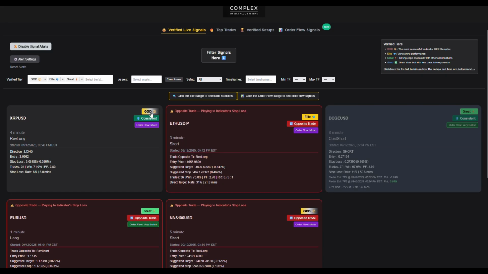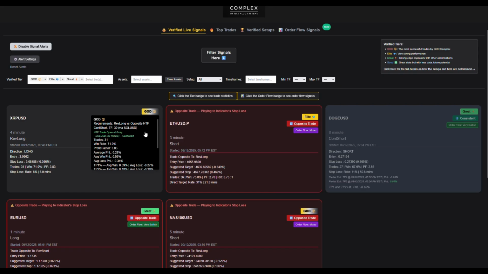So this one God trade, if you click on the badge itself, you can see the statistics of the trade. Requirements are filters I've put in the back end for how the trade is selected. We're going to have to go deep into this. A lot of people think the indicator can be used on its own, but that's absolutely not the case. So for example, this one requires a reversal long versus an opposite direction high time frame continuation short, 30-minute time frame via Solana USD. At the time of this trade opening, Sol USD did have a 30-minute continuation short open, so that's why this becomes a valid trade.